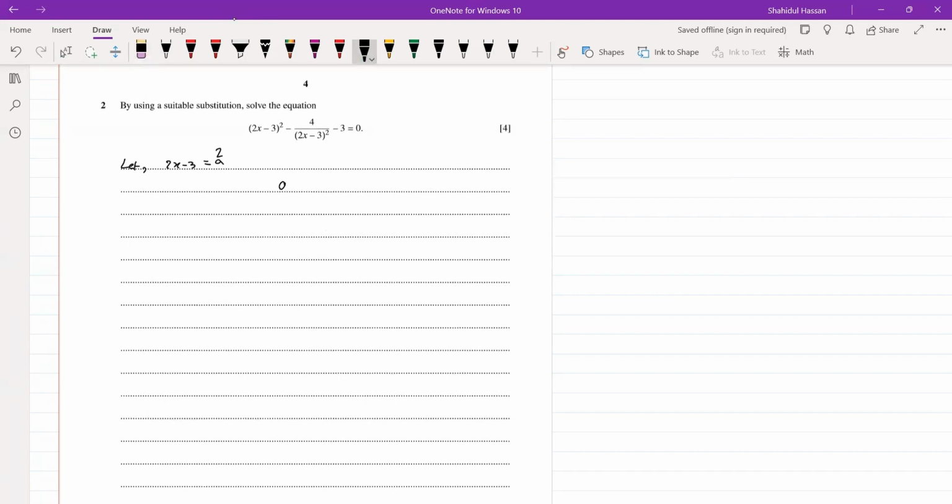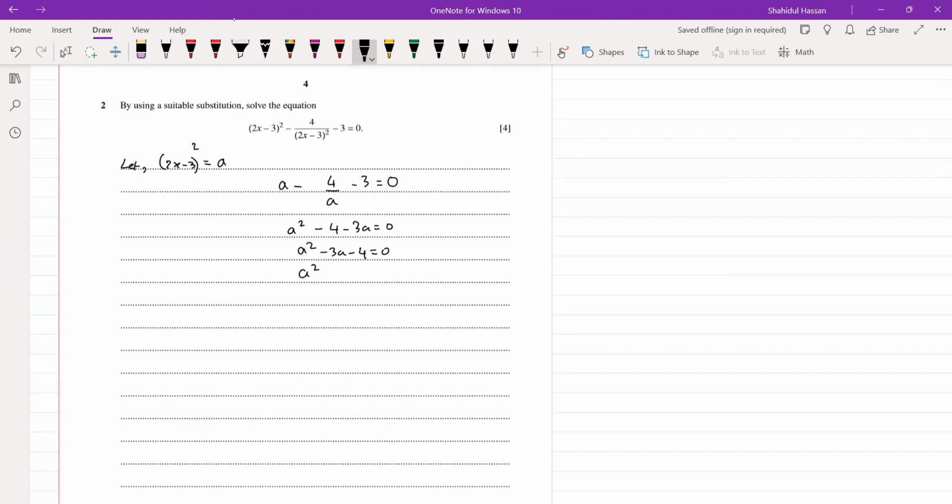Sorry. It should be a to the power 4 minus 4 by a minus 3 equals 0. Now multiplying by a, 2x minus 3, this whole thing is my a. Joseph, are you there? Yes, sir. Sorry, took a little longer. Okay. 2x minus 3, this whole thing is my a. Now multiplying by a, we get a square minus 4 minus 3a equals 0, a square minus 3a minus 4 equals 0.